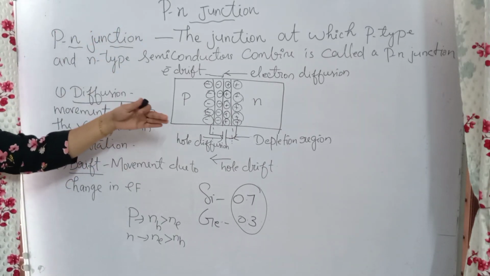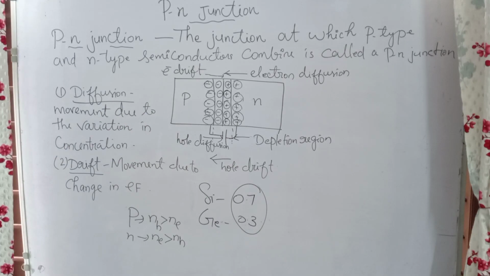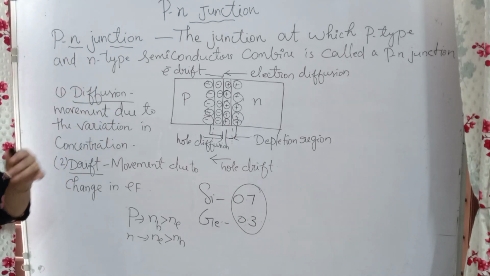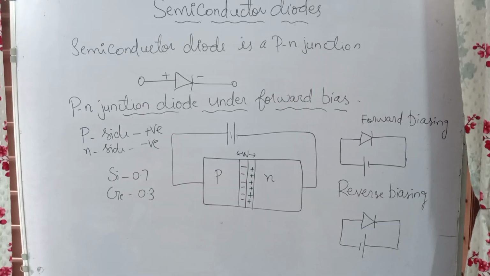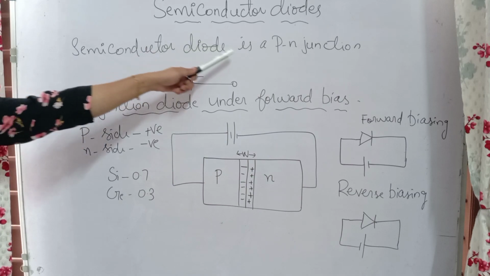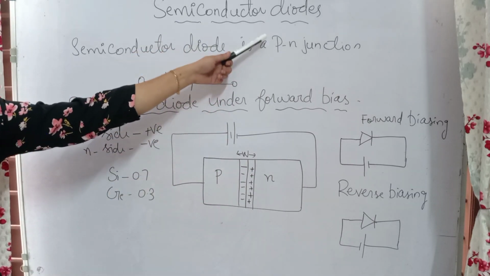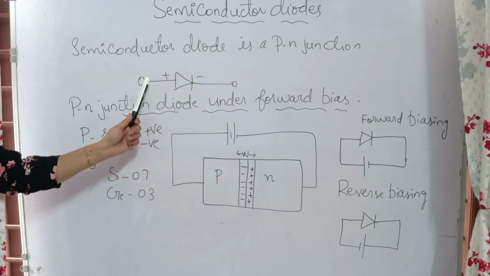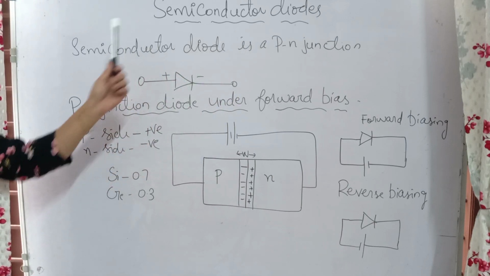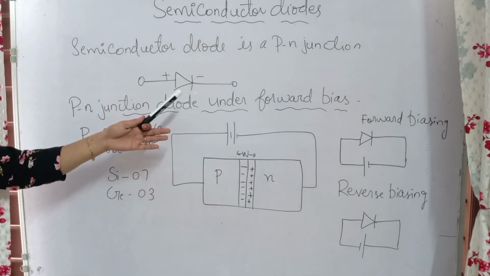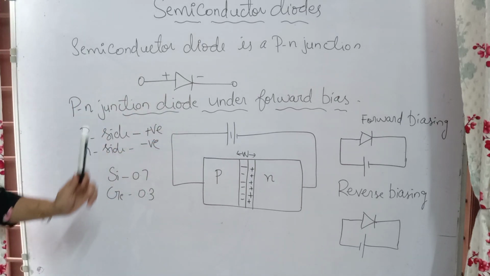If you have a clear idea about this, then it will be easier to understand the PN junction diode, that means biasing. There are two types of biasing that we will discuss now. Now we have to study semiconductor diodes. Semiconductor diodes are the PN junction diodes. So we have to understand the function of PN junctions, then only we can explain the working of a semiconductor diode. That means biasing also we have to learn in this session.